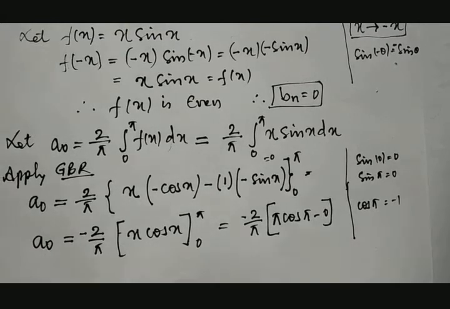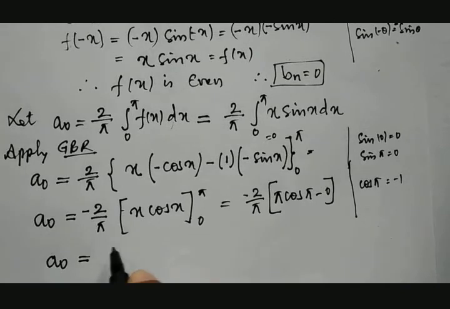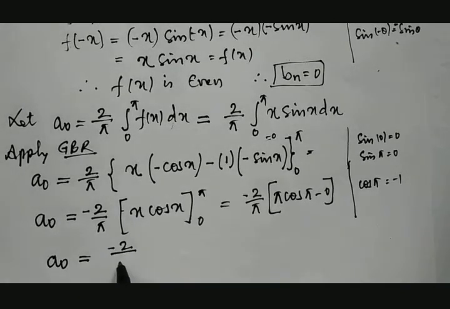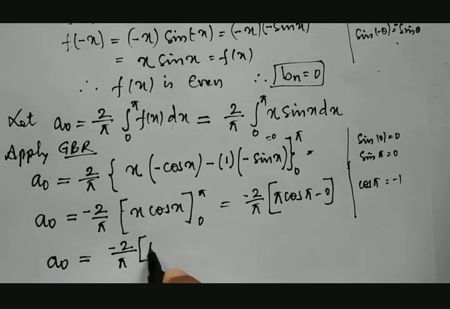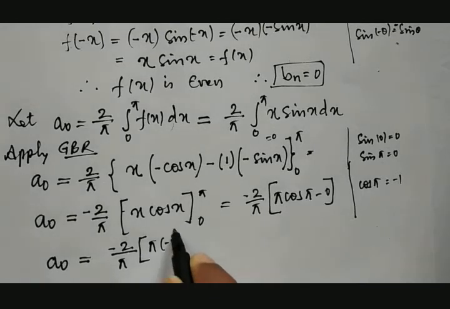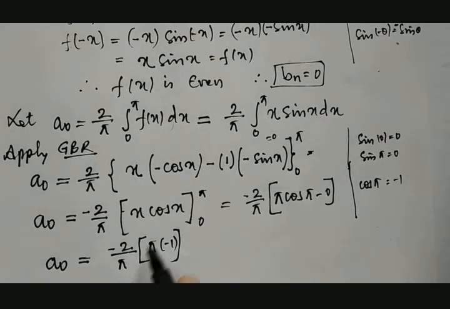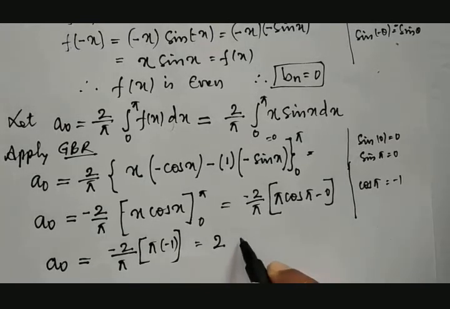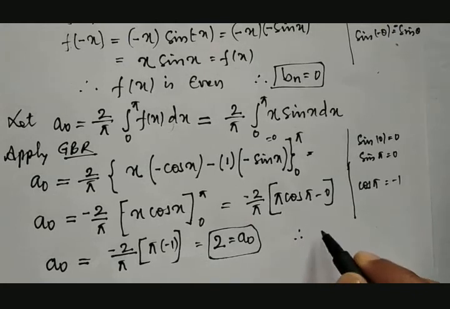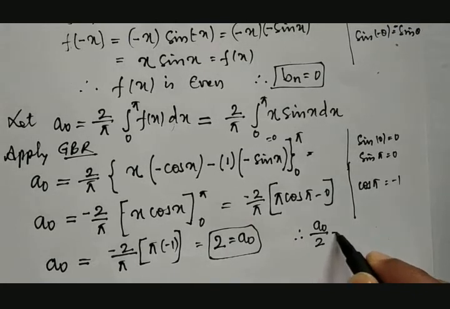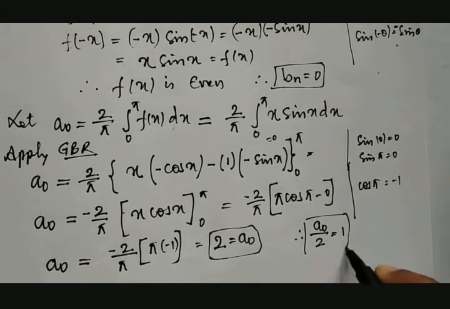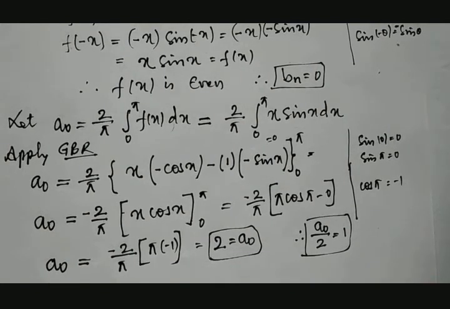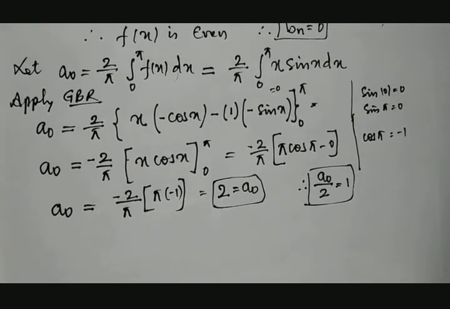Therefore, a naught is equal to minus 2 divided by pi into minus 1. Therefore, pi get cancelled, minus of minus will be plus, so it becomes 2. The value of a naught is 2. Therefore, a naught by 2 is equal to 1. Fine. This is the value of a naught.